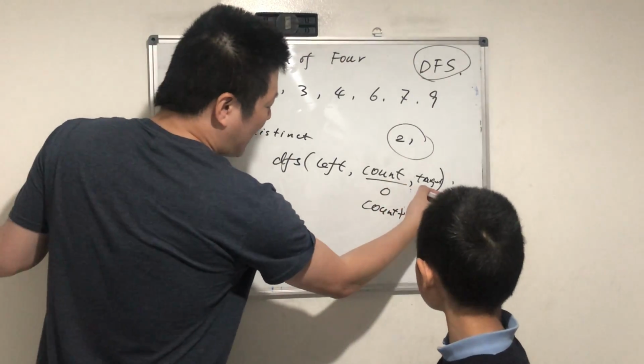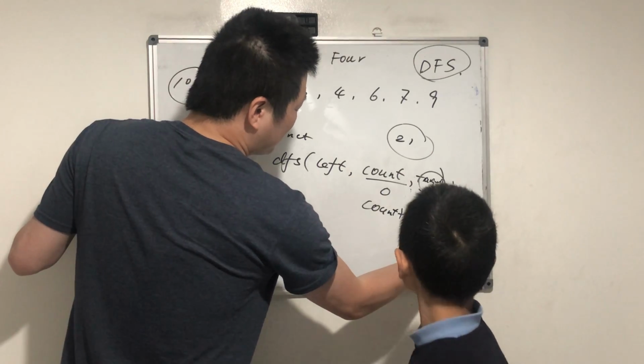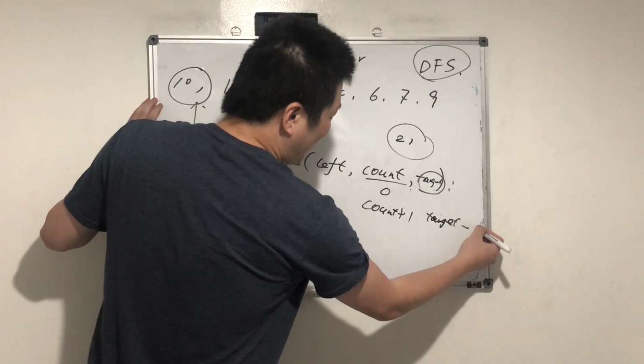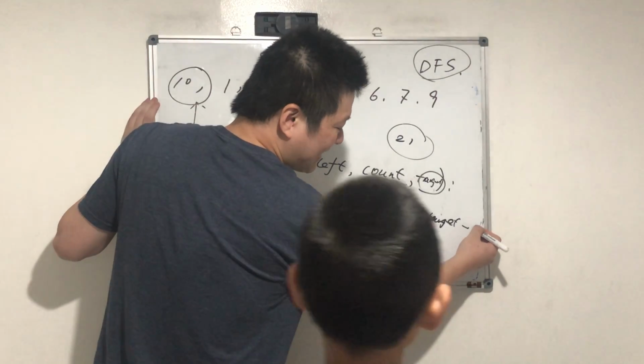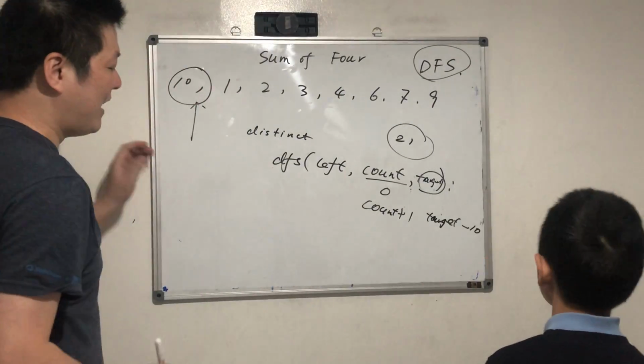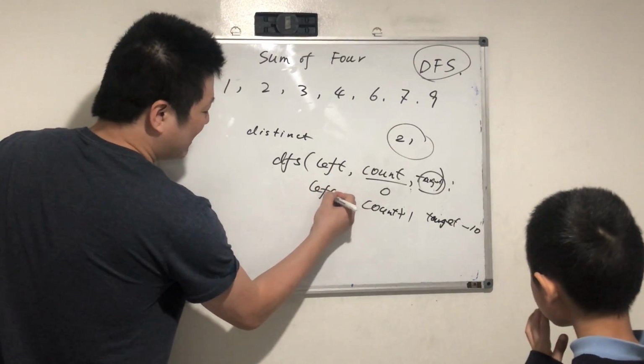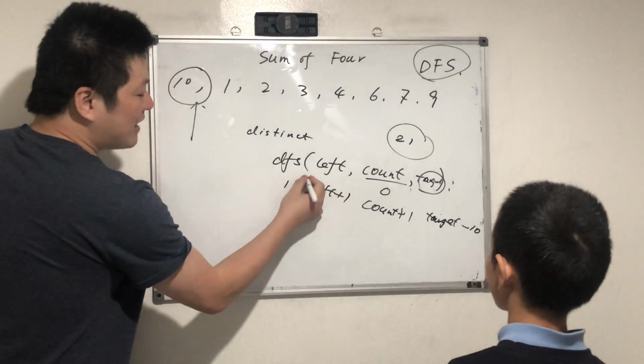So target would be what? How many numbers do we need to... The sum will be minus 10, yeah? Minus the number, right? Yes? Okay, let's say minus 10. And then left, and then we can go through the next one, will be left plus 1, right? This is if we pick.